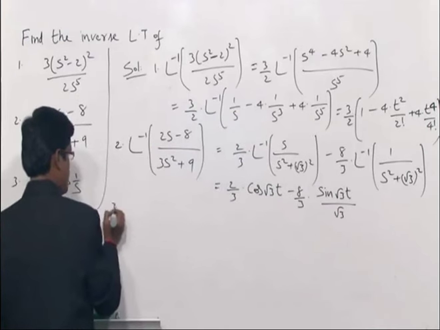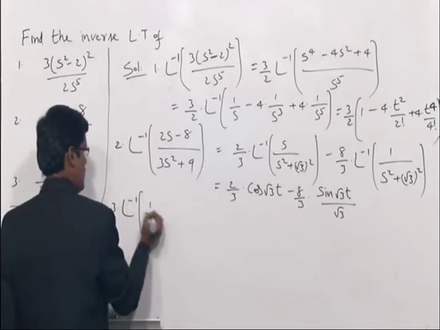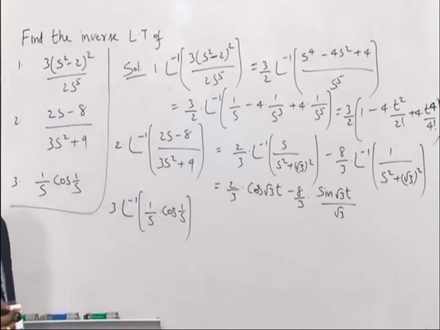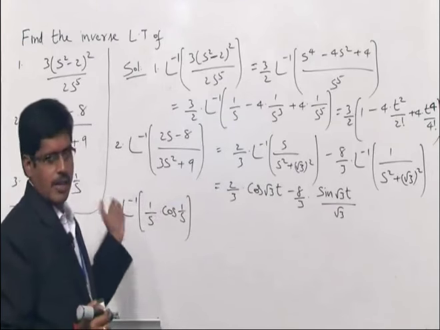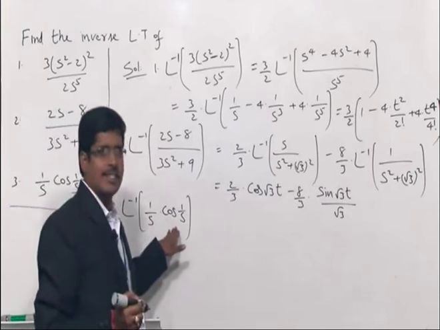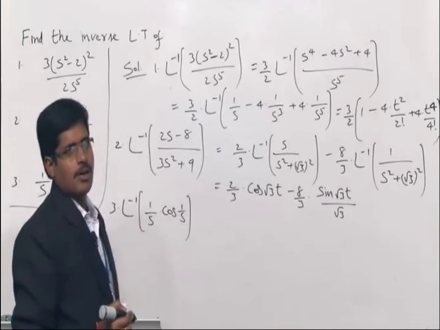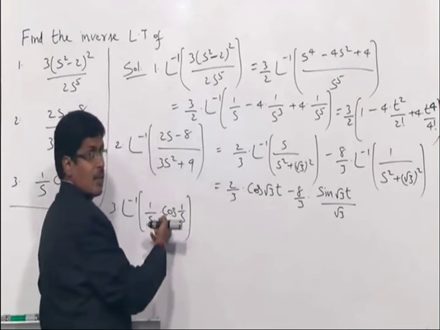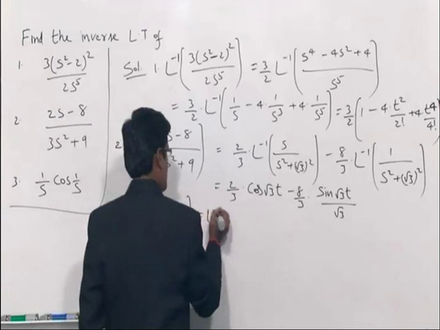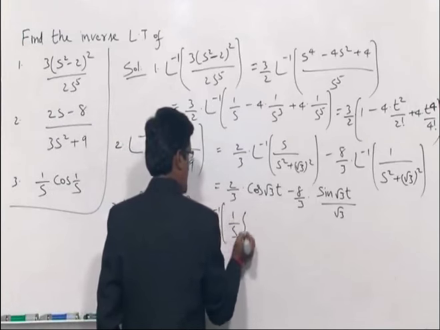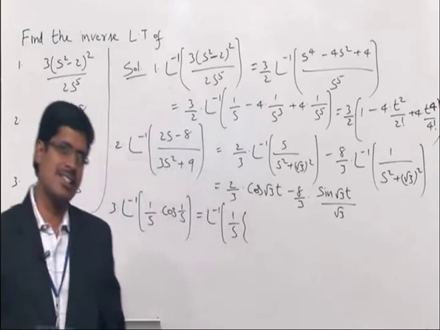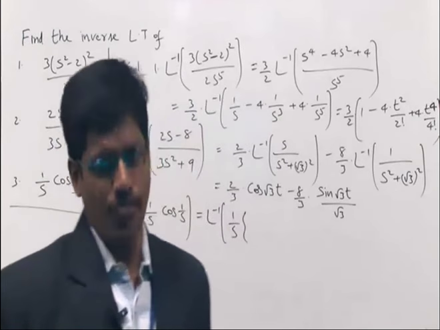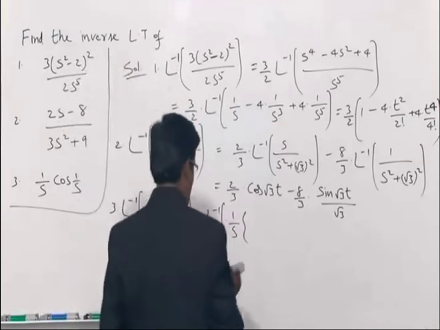Third, L inverse of 1 over s cos 1 over s. So cos 1 by s, I didn't give a direct formula in inverse formulas. So just compare with the Taylor series of cos x, what we have learnt in Maths 1 paper calculus. Okay. So cos x, just compare with x here as 1 over s. So this is L inverse of 1 over s times, what is the cos x Maclaurin series expansion, 1 minus x square over 2 factorial plus x power 4 by 4 factorial, etc., where x is equal here to 1 over s.